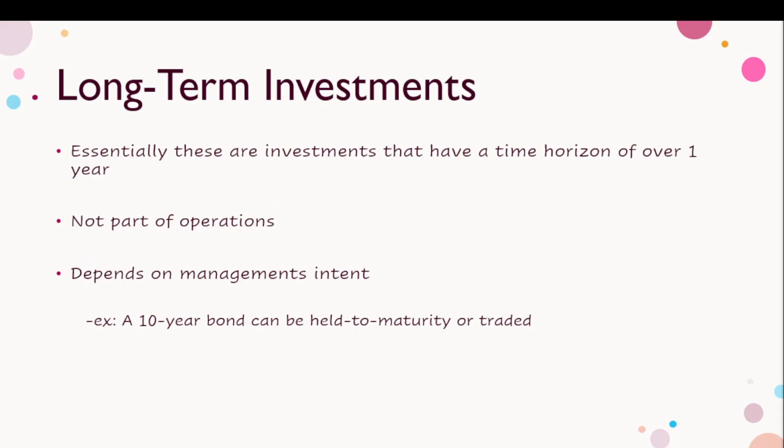Now let's talk about long-term investments. Essentially, these are investments that have a time horizon of over 1 year, and they don't necessarily have to be related to operations. This is also very dependent on management's intent. So I could have a 10-year bond and I could hold it to maturity. What this will mean is that I am getting interest payments throughout the entirety of 10 years, and at the end of 10 years, I'm going to get the entire face value of the bond back. So that would be an example of a long-term investment.